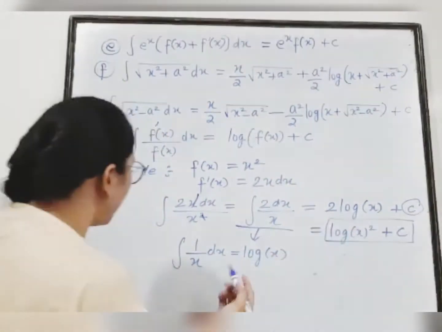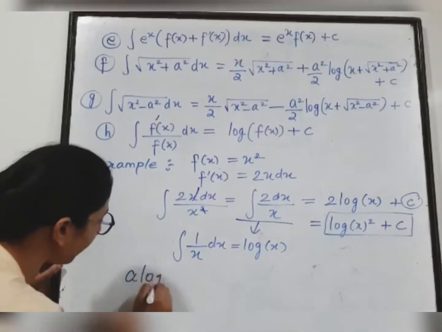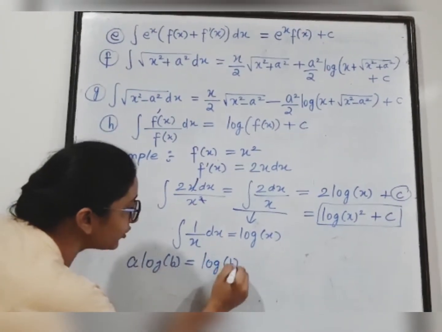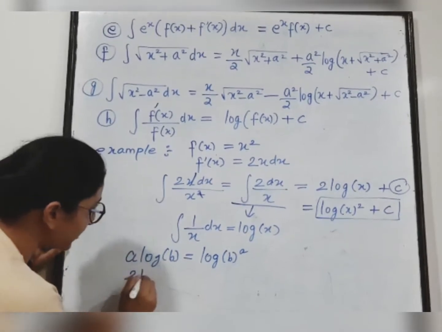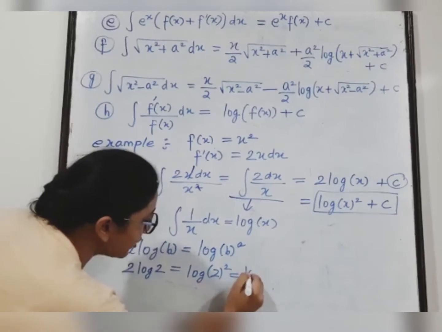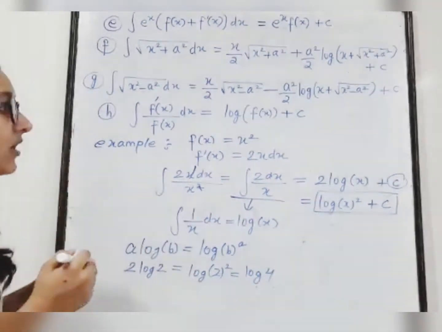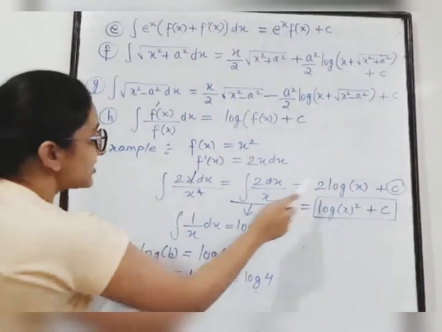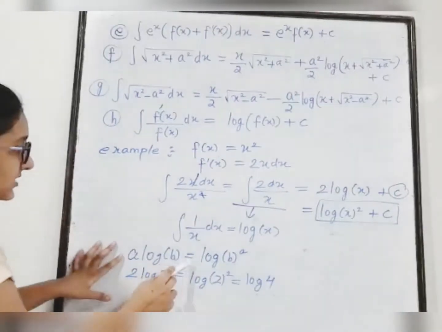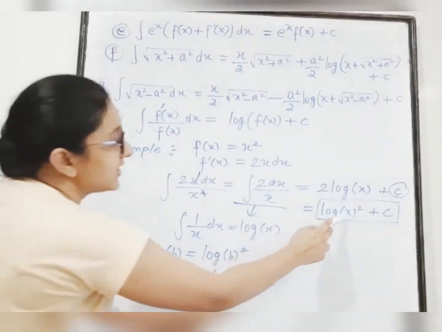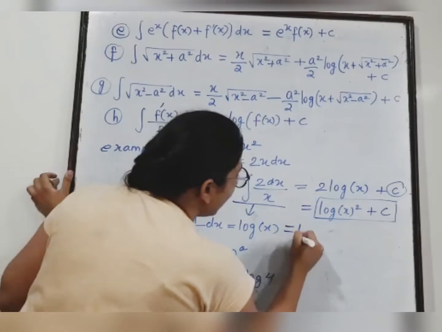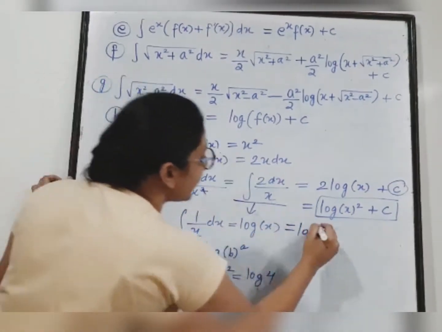Here we know the formula that a log b is also equal to log of b to the power a. So basically 2 log 2 can be log 2 to the power 2, that is log of 4. So here I did the same thing. If we consider a as 2 and b as x, then 2 log x is equal to log of x to the power 2, that is x square, plus c. And we get our answer as log of, we know x square is f of x, so log of f of x plus c.